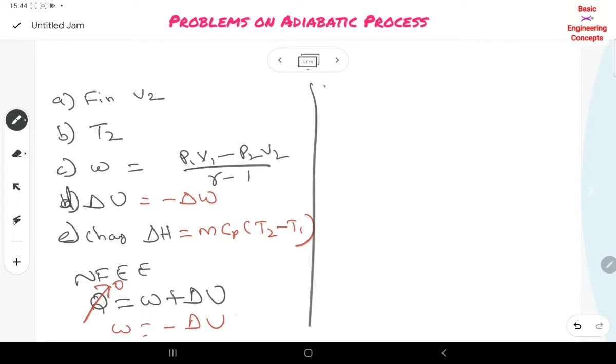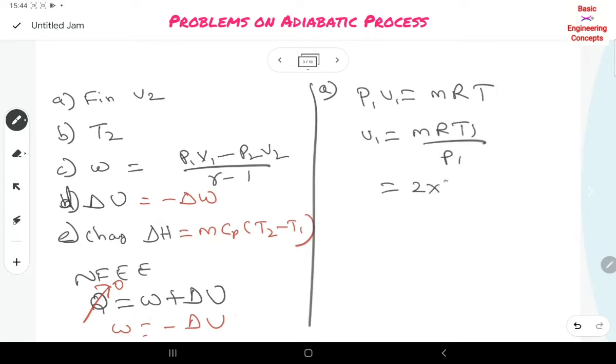Okay, so first one, final volume. P1 V1 is equal to mRT1, so V1 is equal to mRT1 by P1. Here m is equal to 2, R is equal to 0.287 as given, T1 is equal to 600, and P1 is equal to 1000.